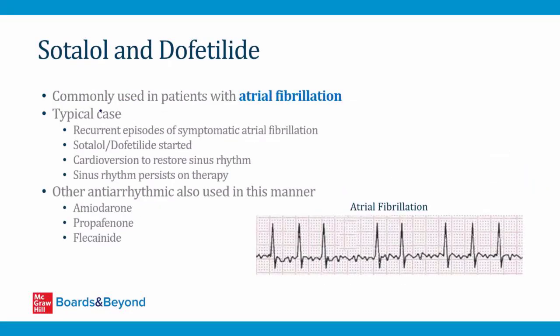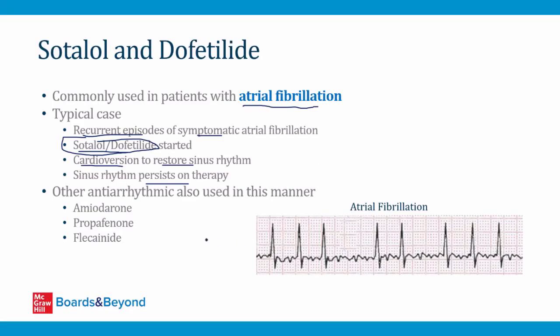The place where you'll most likely see sotalol and dofetilide used is in patients who have atrial fibrillation. So the typical case is a person who has recurrent episodes of symptomatic atrial fibrillation. They're admitted to the hospital and started on sotalol and dofetilide. Then they have some type of cardioversion to restore sinus rhythm. And because they're on one of these drugs, sinus rhythm will persist, where it was more likely to come back if they hadn't been on one of these antiarrhythmics.